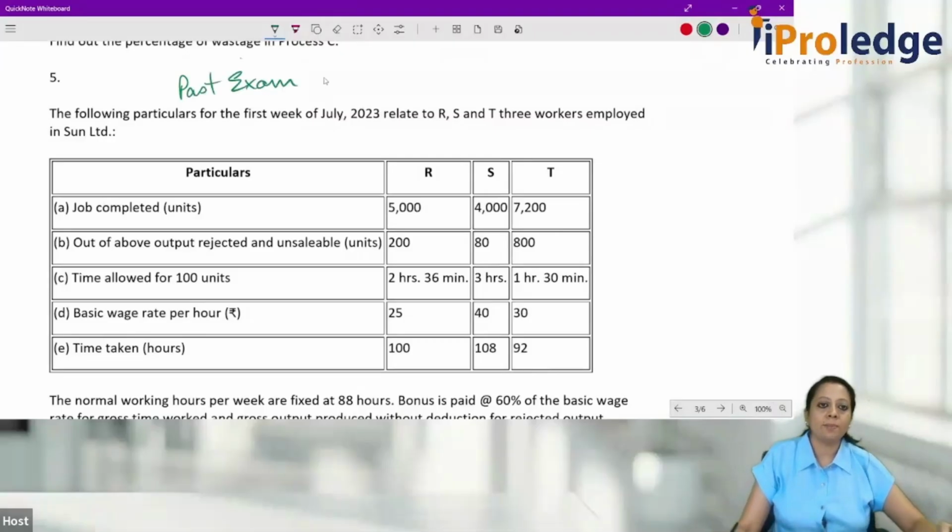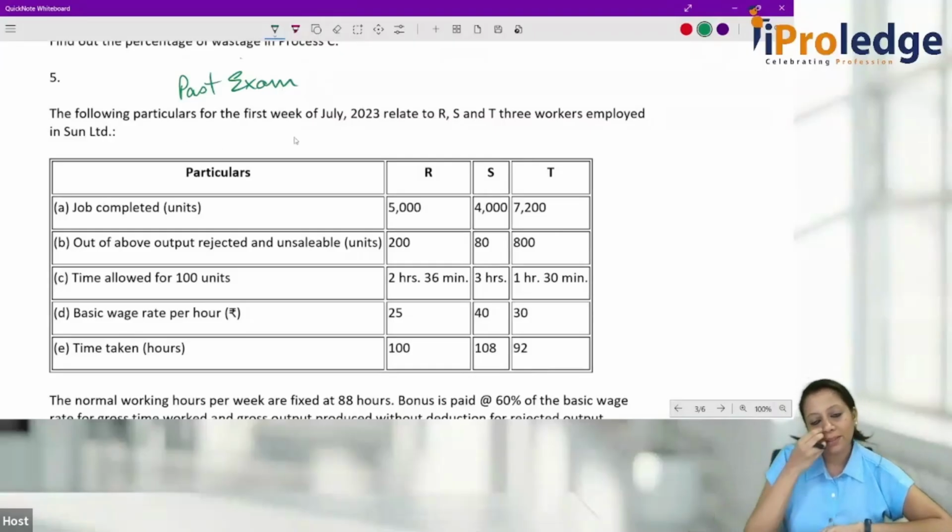Question. The other one is also a past exam question. Both are from June, and both are questions which we have similar in our textbook. Nothing new. Okay? Yes.